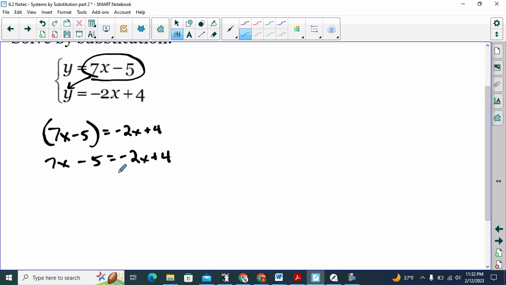I don't have any like terms. At least no like terms on the same side. This minus 2x and 7x, yes, those are like terms, but my equal sign's right there. Those are on different sides of my equal sign. I cannot combine them. When that's the case, move all the x's over to the same side. We do that by adding 2x to both sides.